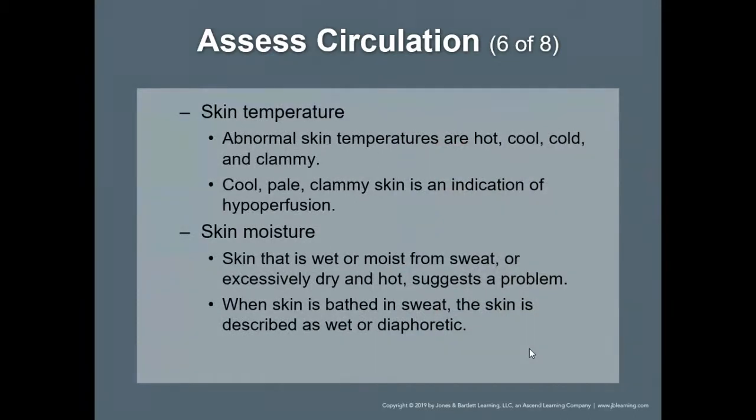In circulation, we will consider the patient's skin temperature. Abnormal skin temperatures are hot, cool, cold, and clammy. Cool, pale, clammy skin are indicators for shock or hypoperfusion. Skin moisture: skin that is wet or moist from sweat or excessively dry and hot suggests a problem. When skin is bathed in sweat, the skin is described as wet or diaphoretic.